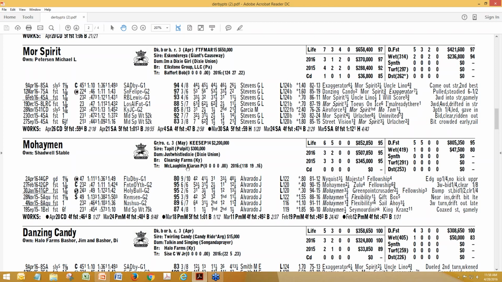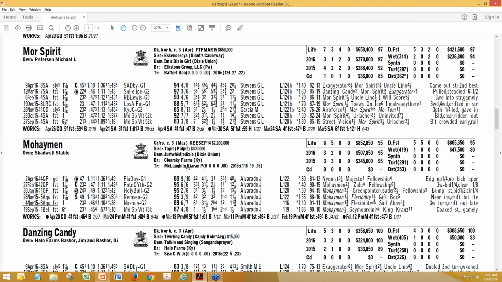I think what it really does in terms of race shape is it validates the two previous race shapes. He was with the flow in the Holy Bull, he was with the flow in the Fountain of Youth, and then he came back. And to me, that's a perfect example of a horse who doesn't run to his figures that were aided by the race shapes in his previous races. Right. I don't think he's good enough.